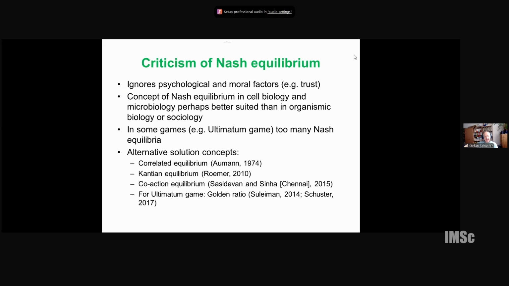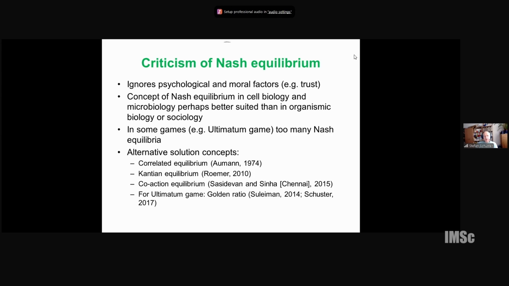Another criticism is that in some games, for example the ultimatum game, there are too many Nash equilibria, and then it's not clear which one is relevant, and therefore several alternative solution concepts were introduced. For example, by Aumann, the so-called correlated equilibrium. For example, if the mobile phone is broken and we have no communication, husband and wife want to go out, but they don't know whether they should go to the opera or to the football game. Then they could beforehand make an agreement: on an even day in the month they go to the opera, and on an odd day they go to the football. This would then be a correlation.